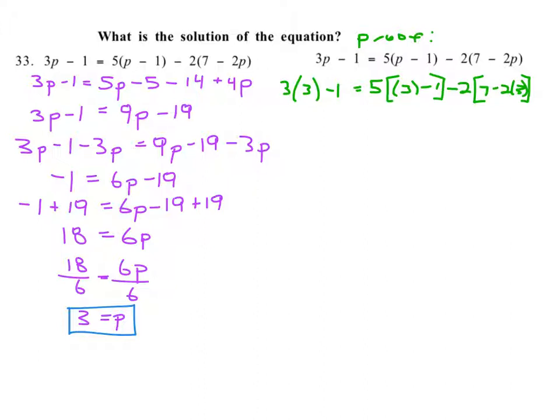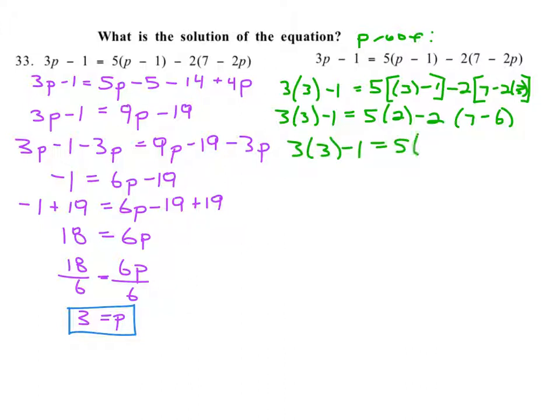Now, we need to resolve this. We'll do the multiplication on this side. 3 times 3 is 9. Actually, you know what? I'm not going to do that yet. Let's keep the multiplication for a later step. Right now, we're going to do the parentheses. We're going to say 5, 3 minus 1 is 2, minus 2, and in this parentheses, we say 7 minus 6. We've got to resolve that first. So we're still working on parentheses. 3 parentheses 3 minus 1 equals 5 parentheses 2 minus 2 parentheses 7 minus 6 is 1.